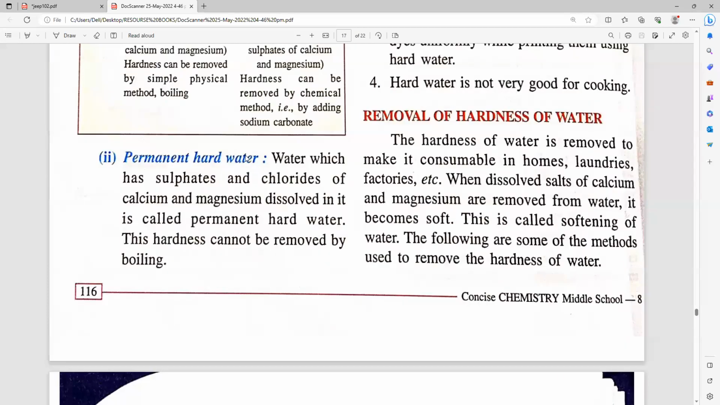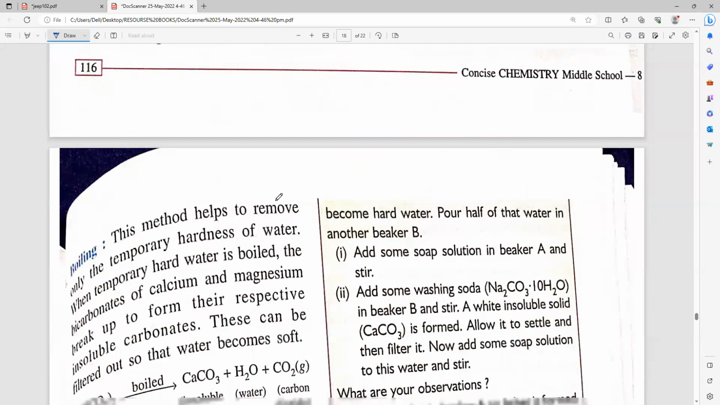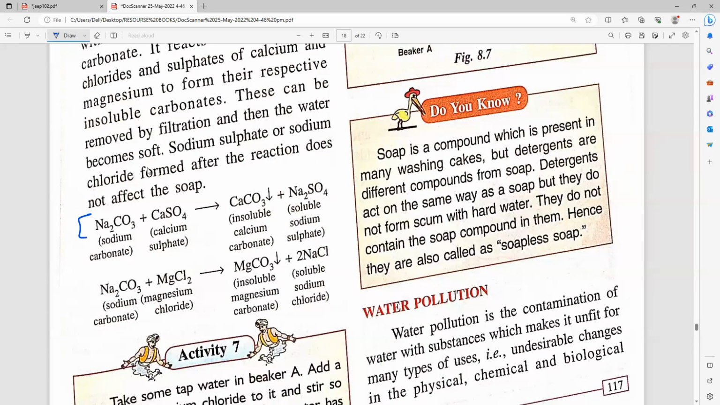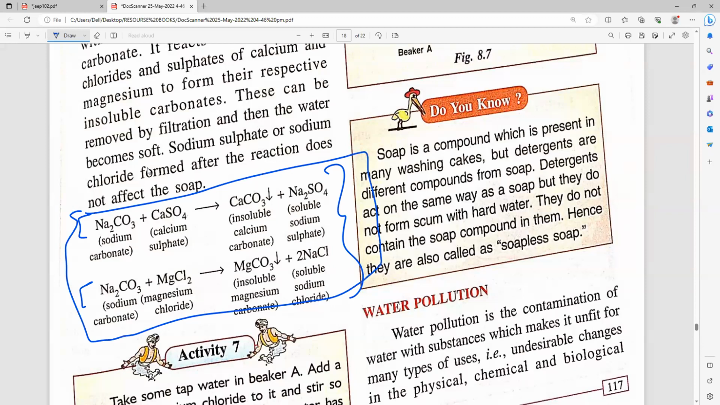So actually, permanent hardness means water which contains what, everybody? It contains sulfates and chlorides of calcium and magnesium. That is what we call permanent hardness of water, which can be removed by using washing soda. So those are the equations. They might ask you these two equations also. Please have a glance and learn. The Class 8 book is already shared with you. You have to learn this one.